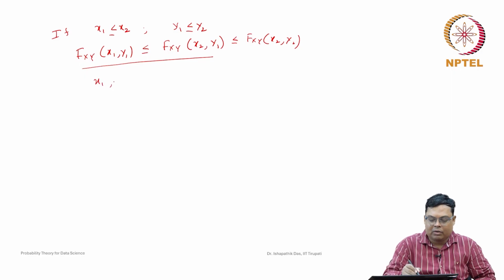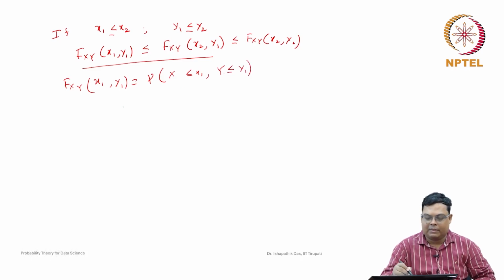So F_XY(x1, y1), what is this? This is nothing but the probability that X less than or equal to x1 and Y less than or equal to y1. So this is the probability by definition.